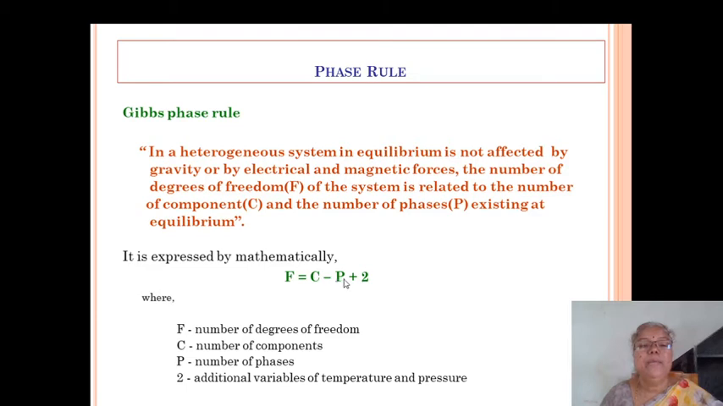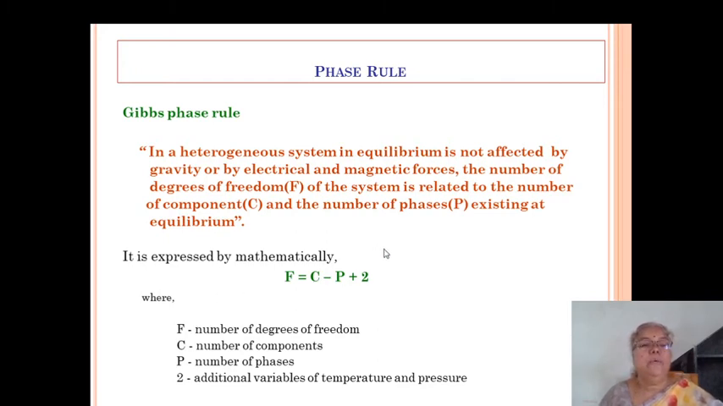It may also be represented as P plus F. When we put P towards the left hand side, the equation becomes P plus F equals C plus 2. Under this condition we can define the phase rule as: the sum of the number of phases of the system and the number of degrees of freedom exceeds the number of components of the system by 2. This is another statement of the Gibbs phase rule.